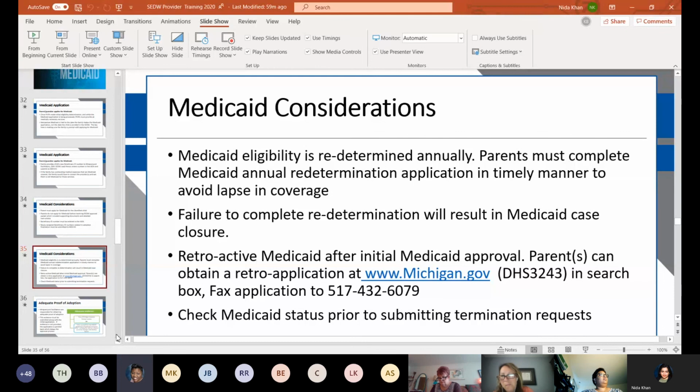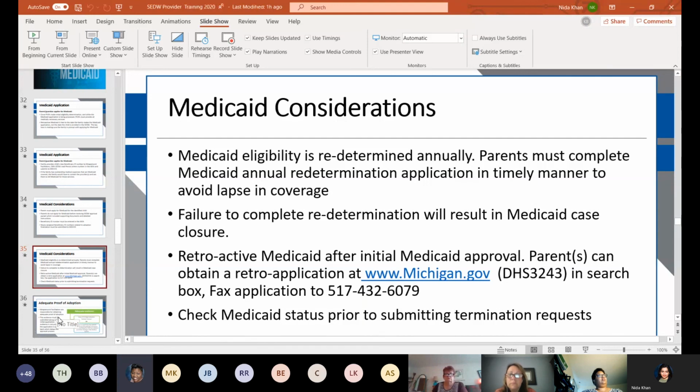And another important thing I want you to look at is when we are getting ready to disenroll a child from the SED waiver. Right now, our standard practice is to start the disenrollment process a minimum of 90 days before the end of that eligibility. Please be sure to check the Medicaid status prior to us having that discussion so we can ensure that Medicaid is active and in place so that OCHN can receive reimbursement for services that have been provided for that child.